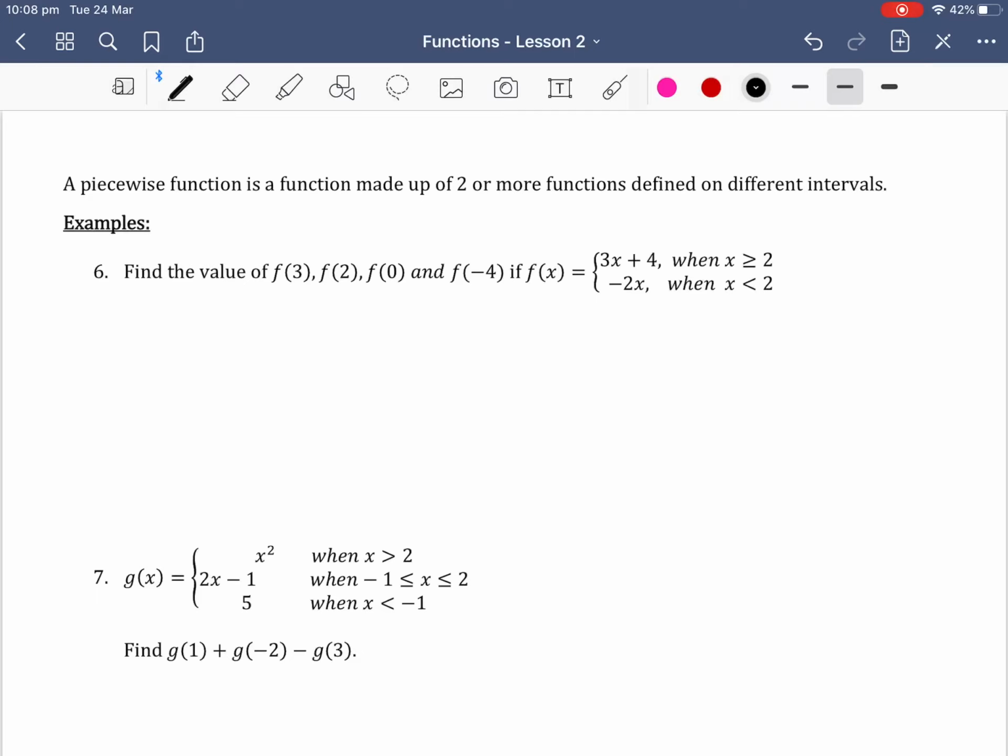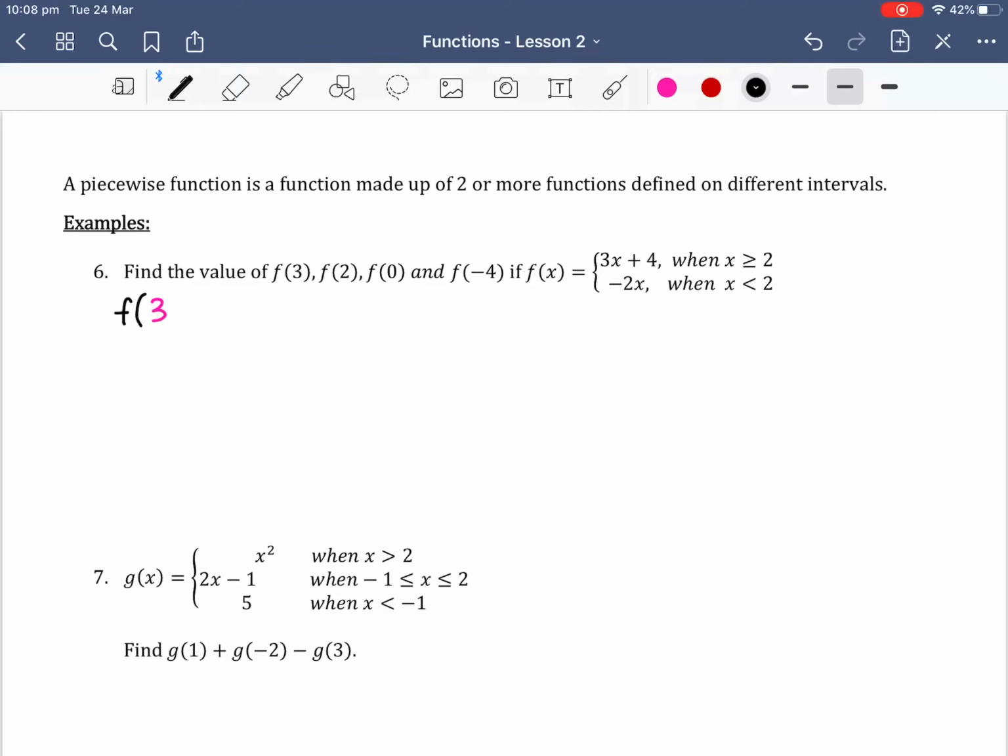We are now going to look at a piecewise function, which is a function made up of 2 or more functions defined on different intervals. So we're going to find the value of f(3), f(2), f(0), f(minus 4), if our f(x) equals 3x plus 4 when x is greater than or equal to 2, and minus 2x when x is less than 2.